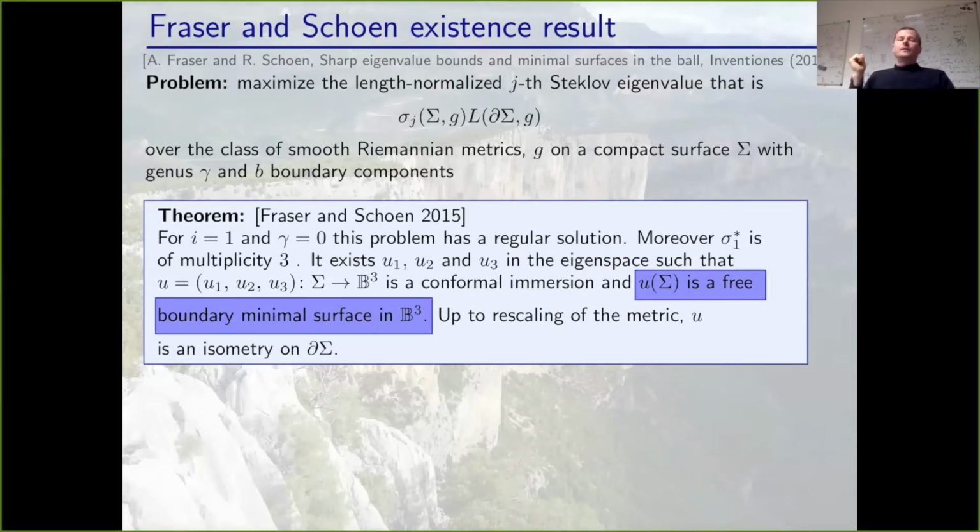Additionally, you have the following result. In this space of dimension 3, you have a selection process of eigenfunctions. You can select u1, u2, u3 in this eigenspace such that the triplet composed of u1, u2, u3, which is defined on your surface sigma, goes into the unit ball of R3 and is a conformal immersion. And the image is a free boundary minimal surface in B3. This means that inside the ball you are minimal, in the sense that you have a mean curvature equal to 0. And also, the boundary of sigma is transformed into a piece of boundary of your minimal surface, which is orthogonal to the boundary of the sphere.